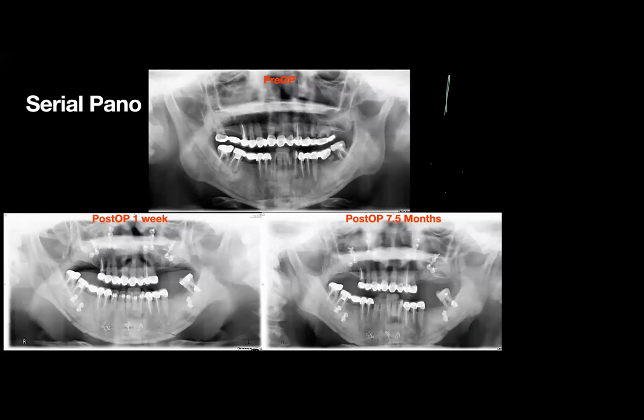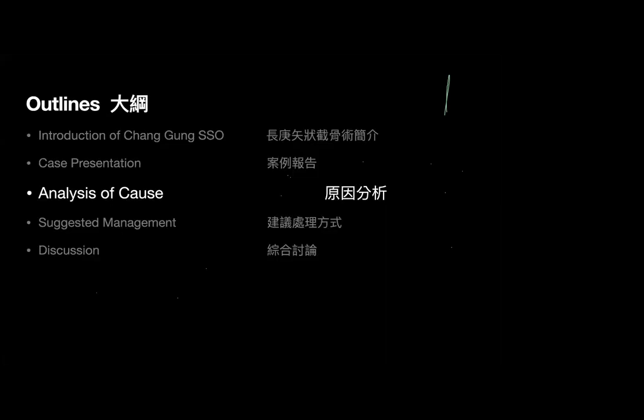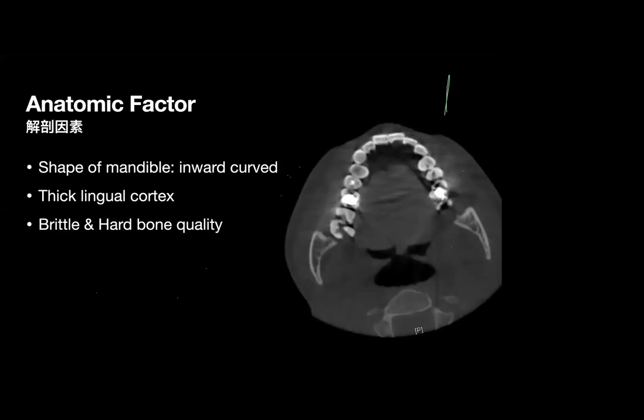So you may consider actually this fracture is not important at all, because this fracture doesn't connect with the condyle. It is not a subcondylar fracture that needs an extra type of rigid fixation. So we just do our regular rigid fixation like we do for the normal case. So I will do some analysis of the cause.